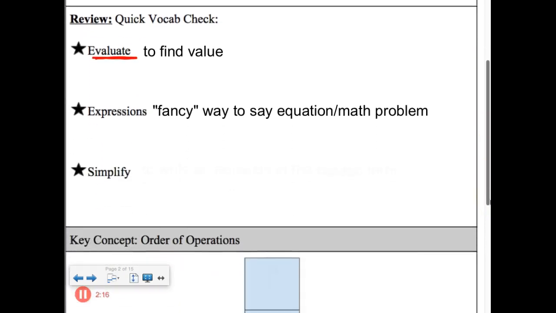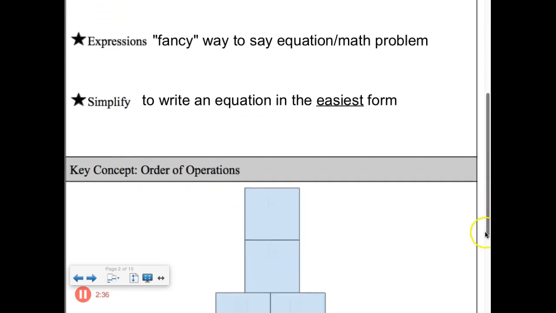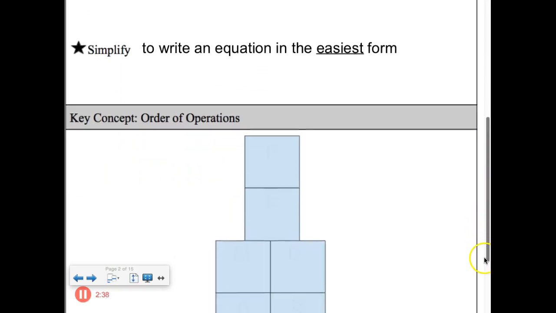All right, the next thing we're going to talk about is the word simplify. Again, we're going to hear this a ton throughout Chapter 1. To simplify means we're going to write an equation in its easiest form. We want to make it as small, as simplified as we possibly can. All right, so we're going to jump into our main topic of today.